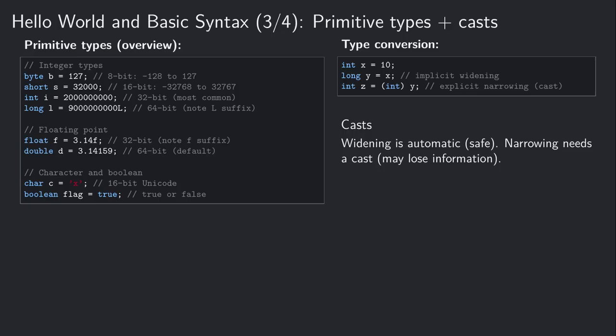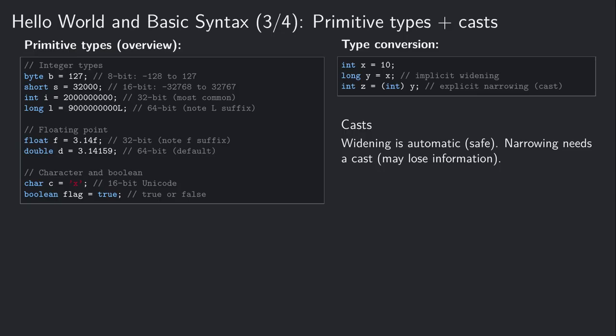Then we get to conversions. Java distinguishes widening and narrowing conversions. Widening is safe and automatic. Assigning an int to a long works because a long can represent all int values. Narrowing can lose information. Going from long to int requires an explicit cast, (int) y. That cast is you telling Java, I accept the risk.